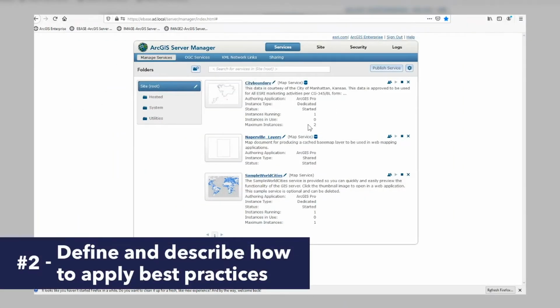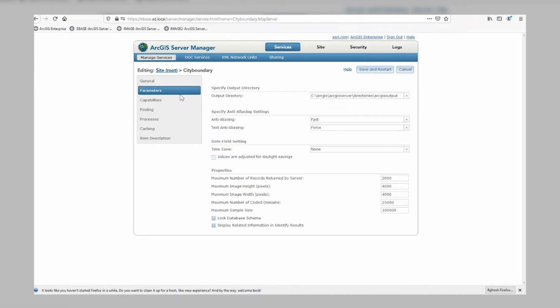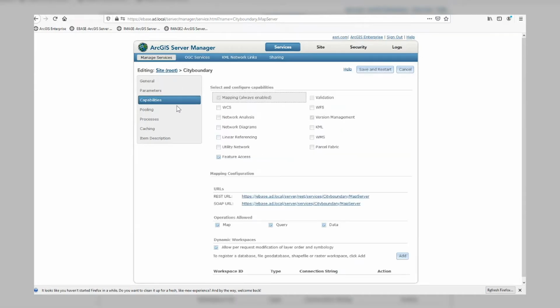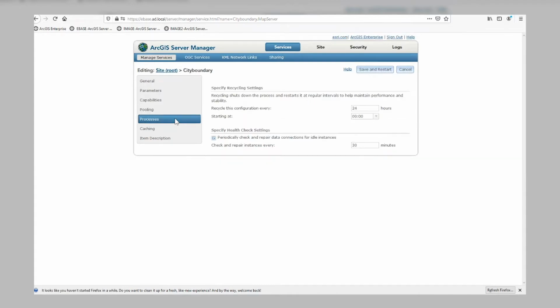patterns of use. The second reason is we define and describe how to apply best practices to configure GIS resources and services. We'll show you how you can maintain your system performance using workload separation and best practices to manage servers, data, and services while ensuring system performance.